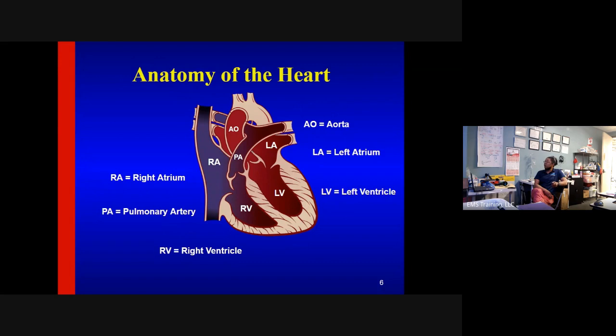So blood is returned to the heart through the inferior and superior vena cava into the right atrium. Then once it's pumped into the right ventricle, it is pumped into the pulmonary arteries where it's oxygenated. It then returns from the artery here to the left atrium, pumped into the left ventricle, and out through the tricuspid valve.